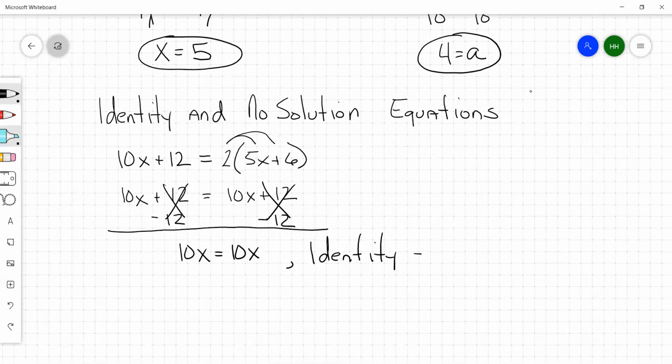Identity, here's the symbol for infinite solutions. You may see that either way on your study guide or quiz. You may see the answer as identity, or you may see it as infinite solutions; they mean the same thing. There's an infinite number of values that you could substitute for x that would still make this equation true.